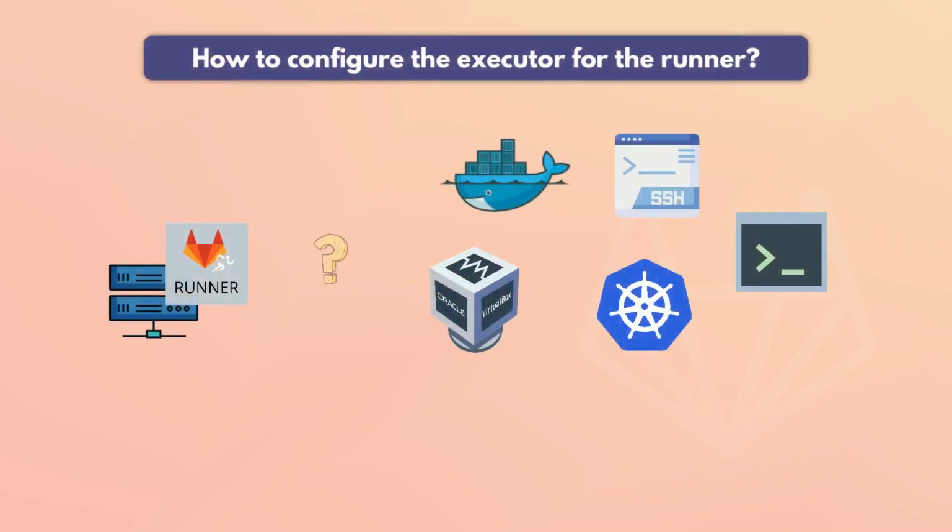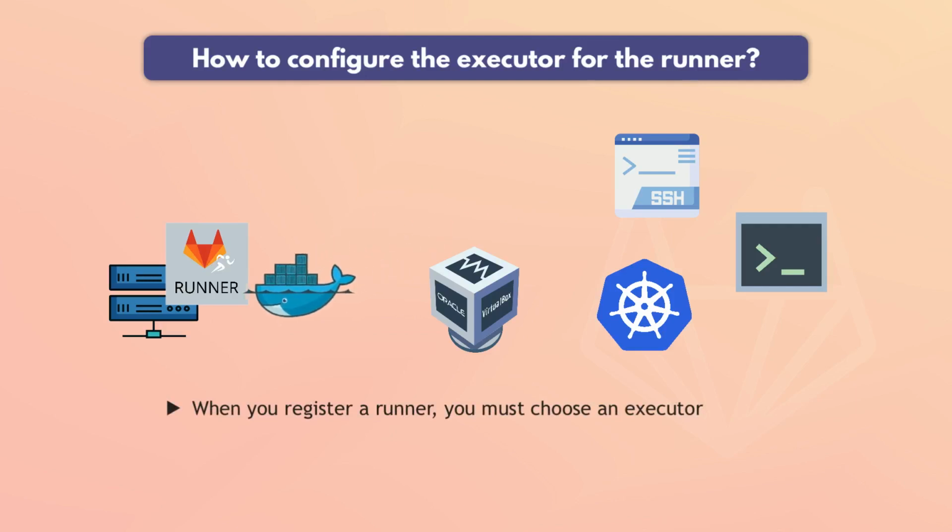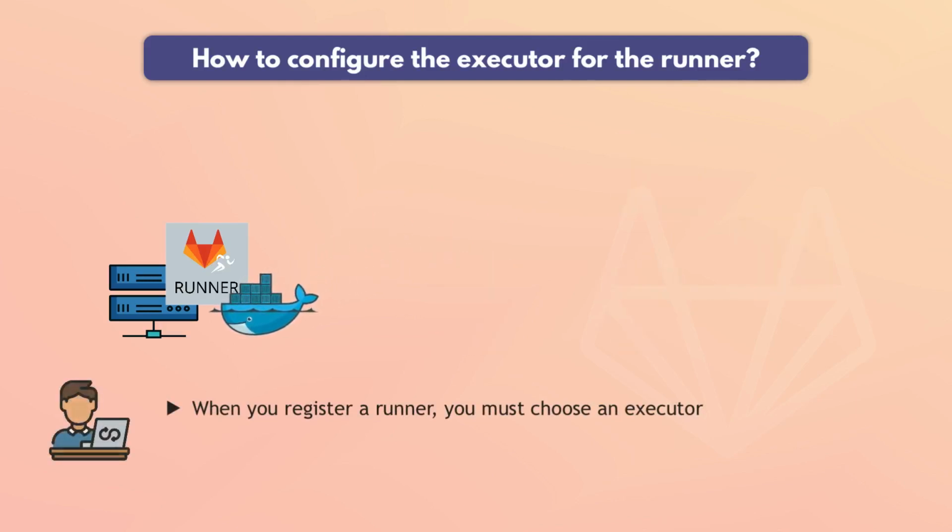Now, how do you define and configure which executor a runner uses? Well, when you register a runner, and we will see how to do that in this course, you have to define an executor. So you as an administrator, when you're creating and configuring this runner, you have to say, I want this runner to execute jobs using a Docker executor or a shell executor, etc. And you can define only one executor per runner.